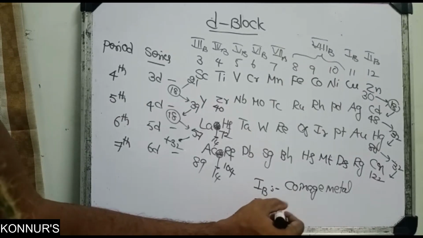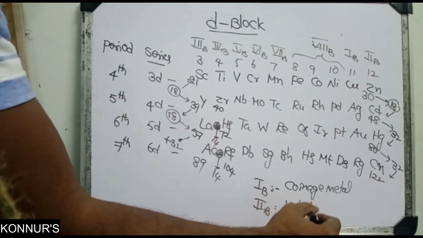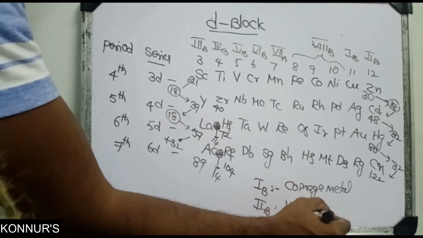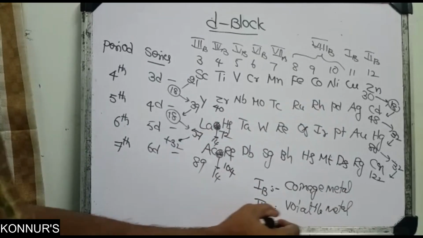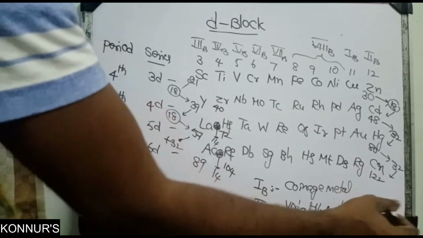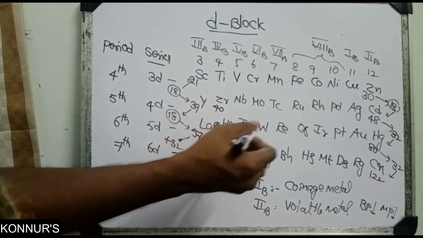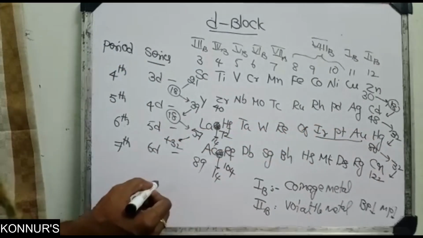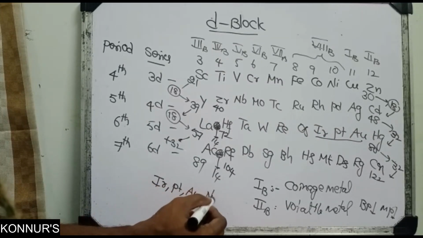Next, second B means zinc, cadmium, mercury. These are called volatile metals. Generally boiling and melting points are high, but the boiling and melting points of these are low, so that's why these are volatile metals. Next, iridium, platinum, gold you call noble metals.